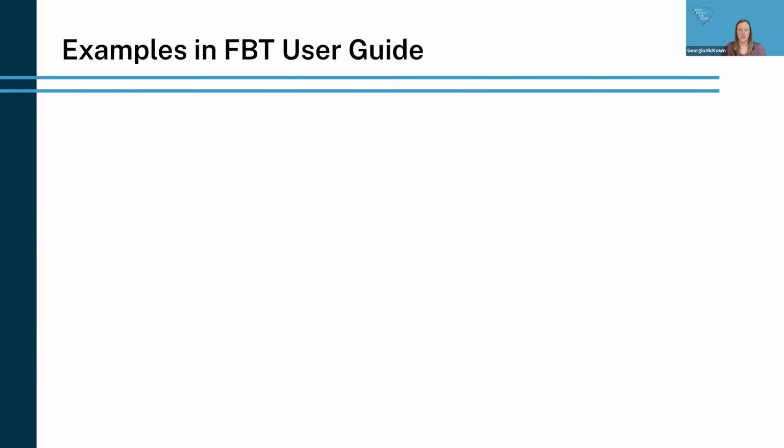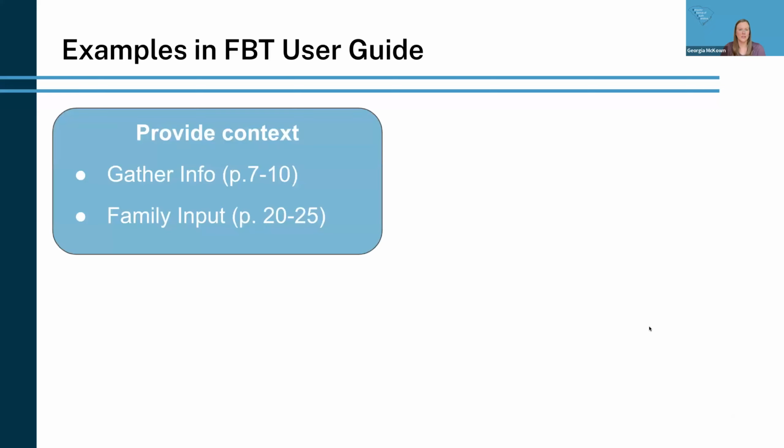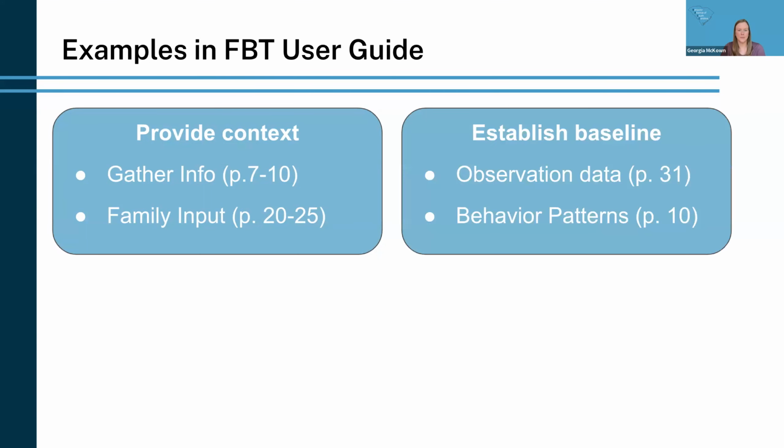Often when we think about data, people are only thinking about numbers in a spreadsheet, but the function-based thinking user guide has many different points to guide your work. The gathering information section on pages 7 through 10 asks you to think about a student's behavior and experiences. And the family input section on pages 20 through 25 asks you to talk with families about their experiences and strengths to build relationships and work together to promote positive behavior.